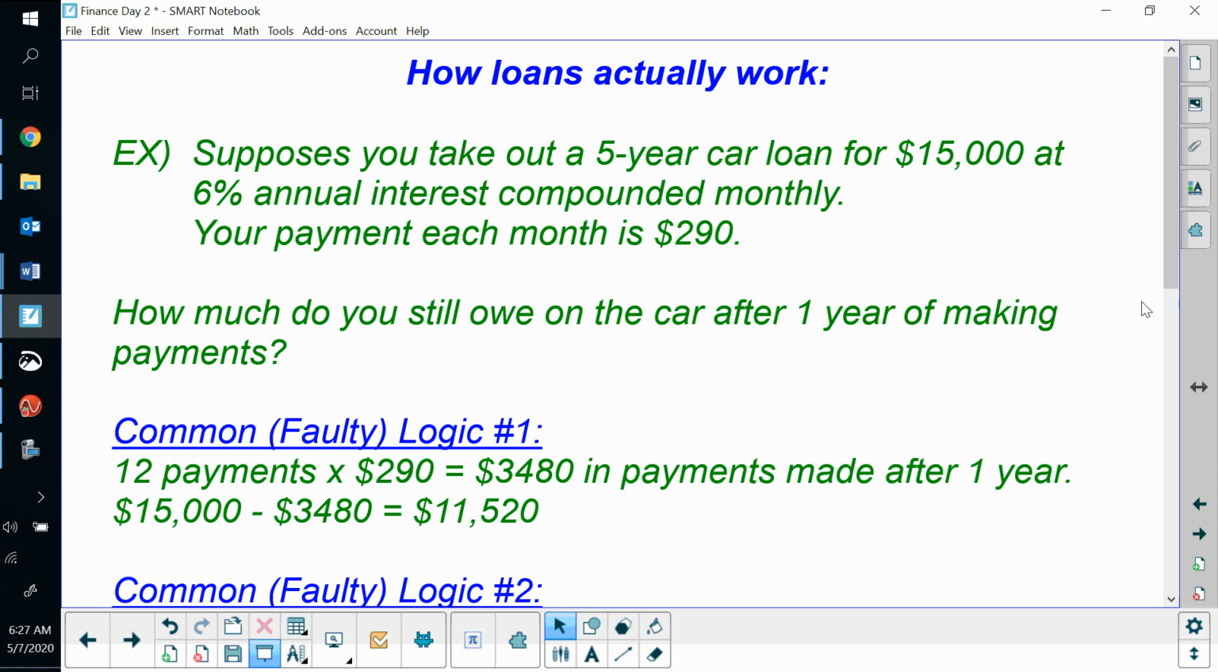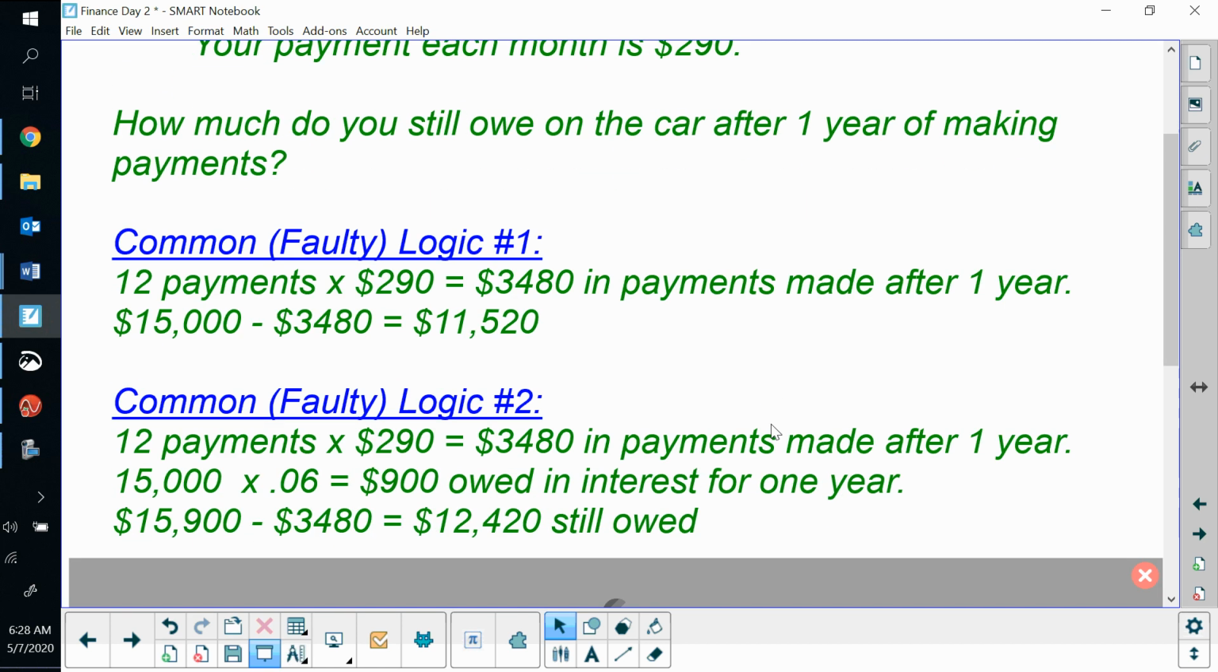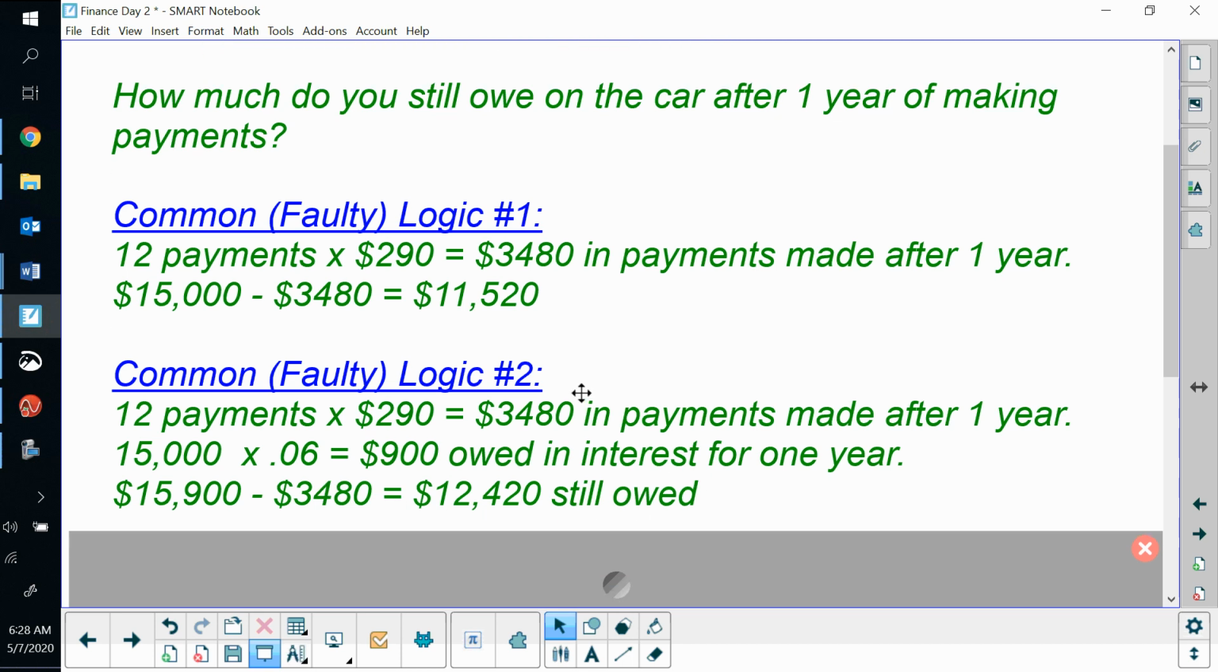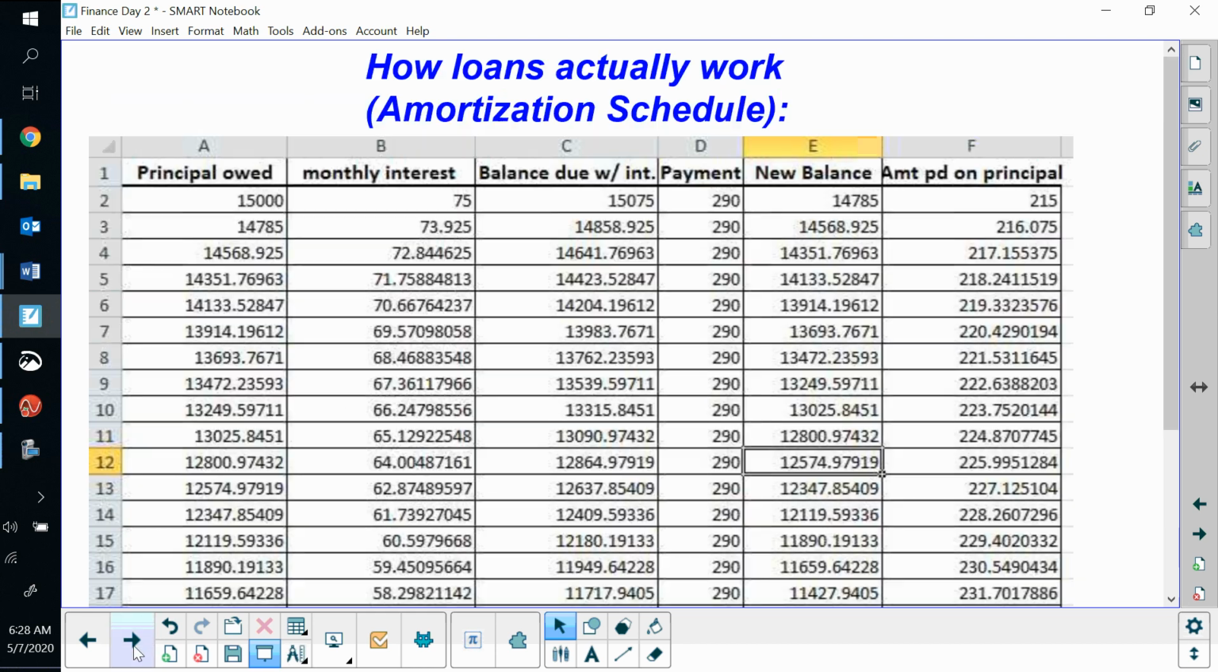So first off, the first faulty logic that people sometimes have is, okay, I made 12 payments of $290 each, equals $3,480. Subtract that from the principal amount, and that's how much you have left to owe. Okay, so that is not what actually happens. The other common logic is, okay, 15,000, 6% of that would be 900. So 15,900, take off the 3,480 I paid over the year, so I still owe 12,420. That also is incorrect.